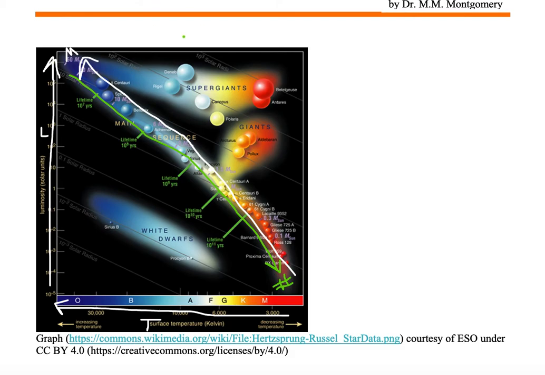Let's go ahead and take a look at age. Young objects are in the upper left, and old objects are down in the bottom right. So we have a very similar trend along the main sequence. That is with number, but this one is with age.